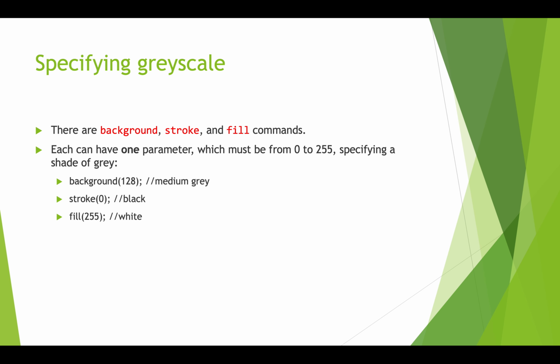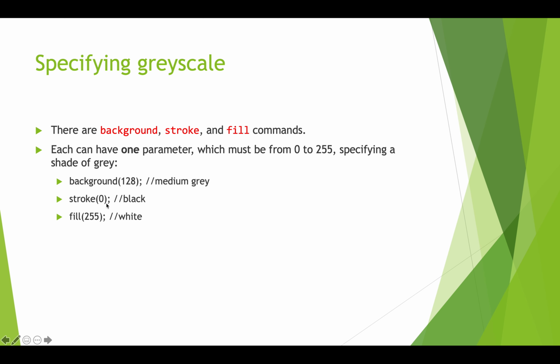So let's talk about how this works with grayscale. So if we wanted to set the background to be medium gray, we would do this. So the identifier is background, and then we have one parameter, and that's the input to that command. So the background command says change the background color, and we have to say what we're changing it to. And so the parameter is this grayscale value, and if you use 128, that'll set the background to medium gray.